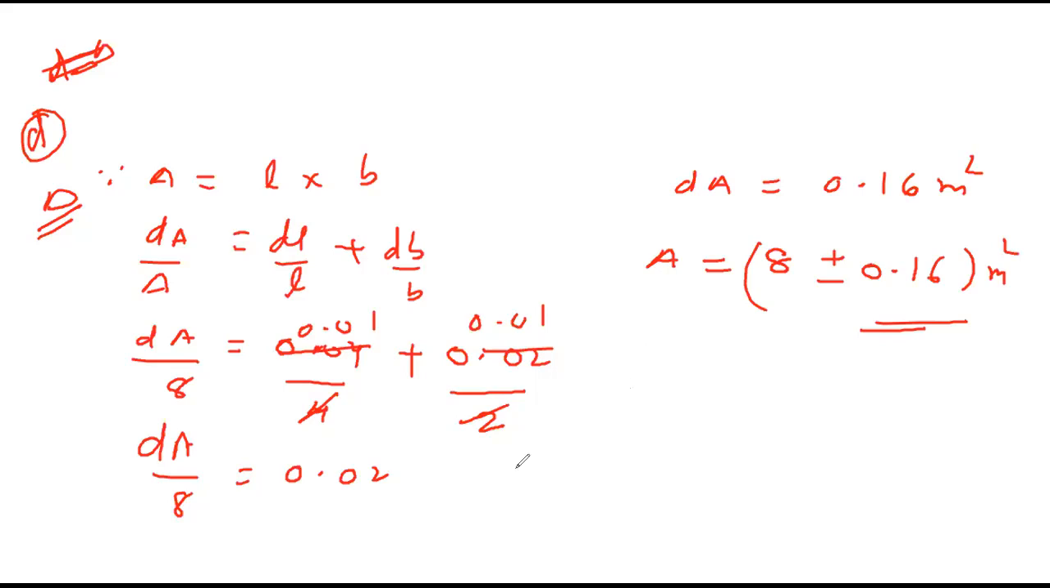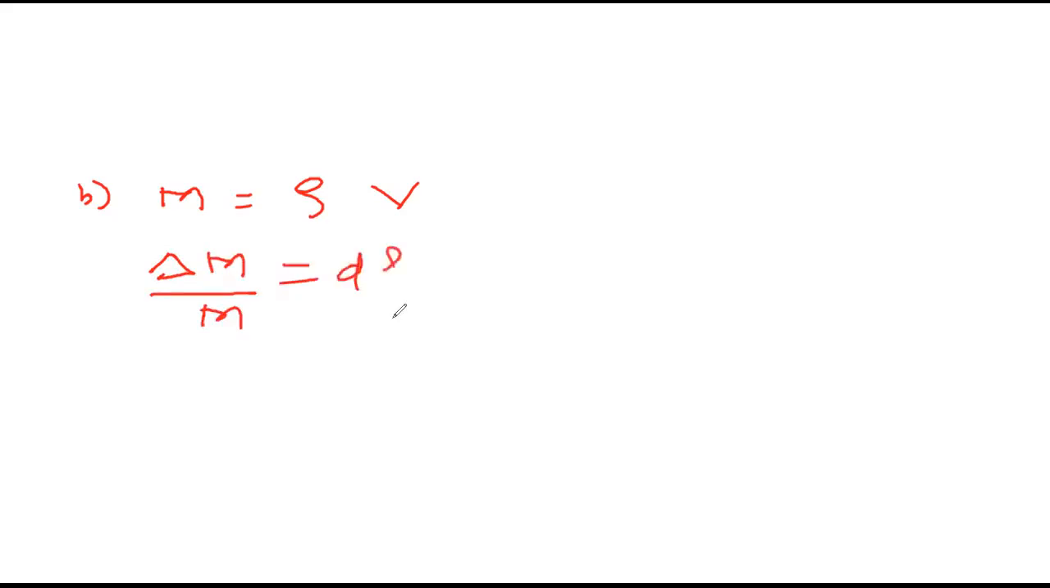Done, sir. Now suppose I'm just giving examples. Mass is density into volume. Then how are you going to find error in M? Same method. Yes, sir. Delta D एक ही है. So delta M upon M will be delta rho upon rho plus delta V upon V. So if I know density and volume with error limit, I can find mass also with proper error limit.